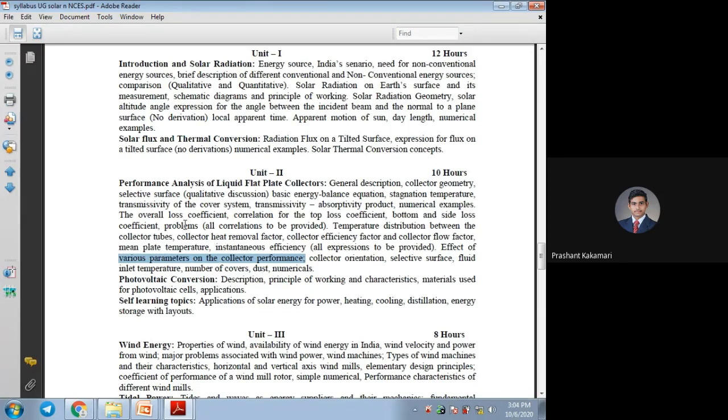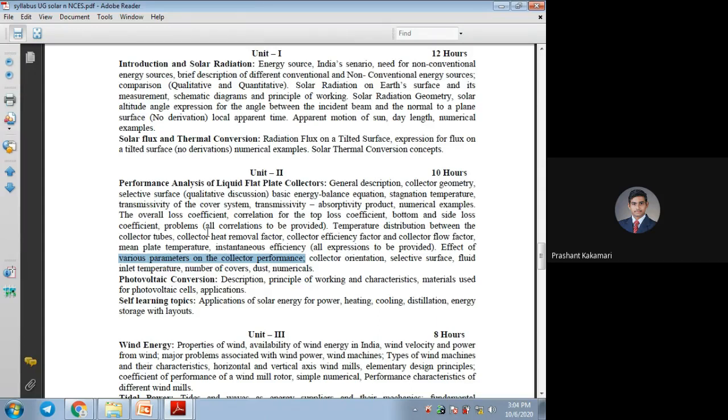Now we need to discuss the performance of the liquid flat plate collector by different correlations, and later we'll discuss PV conversions. In this performance analysis of the liquid flat plate collector, earlier we saw the energy balance equation, how the flat plate collector is designed, and the meaning of stagnation temperature. Now from today we'll discuss what we mean by the transmissivity of the cover system, the transmittance-absorptance product, and some simple numerical examples of that.